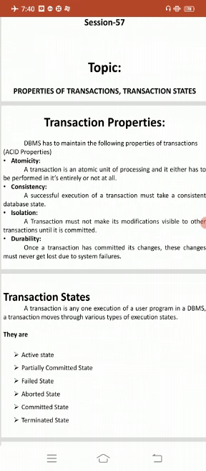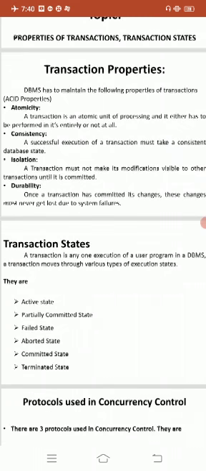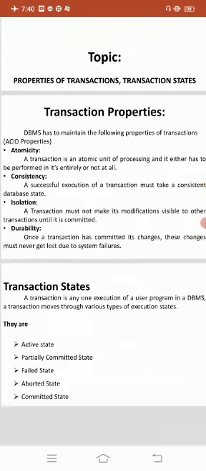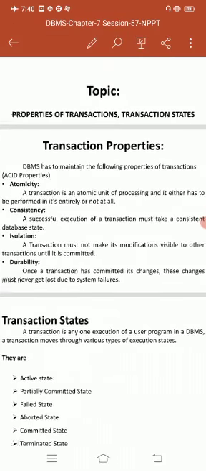So here DBMS has to maintain the following properties of transaction, which is nothing but ACID. What is meant by ACID? Atomicity, consistency, isolation, and durability. These four are called properties of transaction.